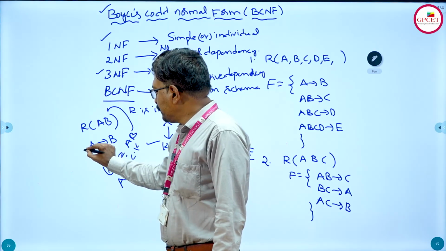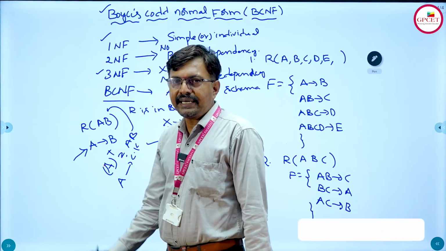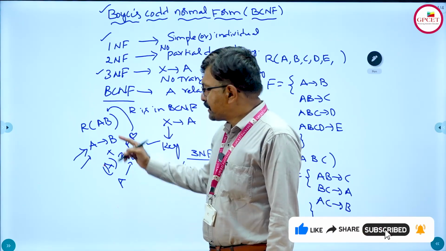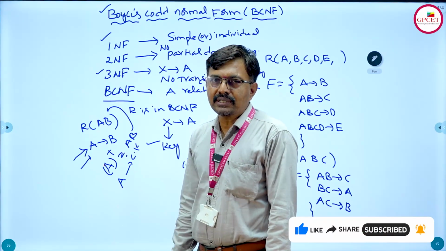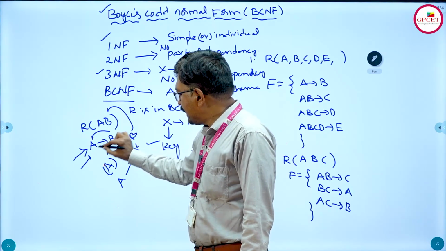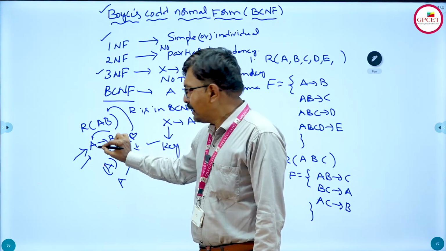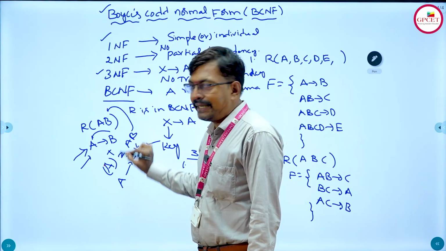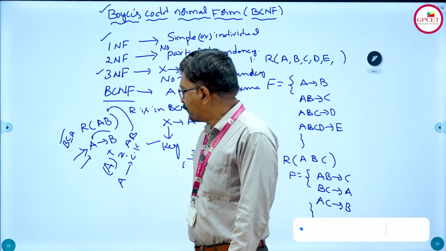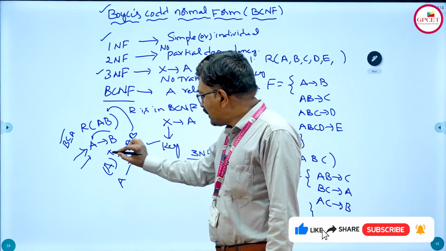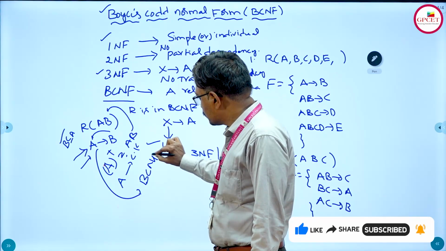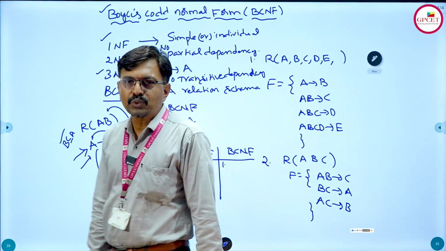Observe here. Is there any partial dependency? No. Is there any transitive dependency? No. It is a simple relation with atomic values. Why? Because A is a key, by the functional dependency property A tends to B: B is dependent on A, A is the determinant and B is the dependent. That's why the given normal form is Boyce-Codd normal form, BCNF.